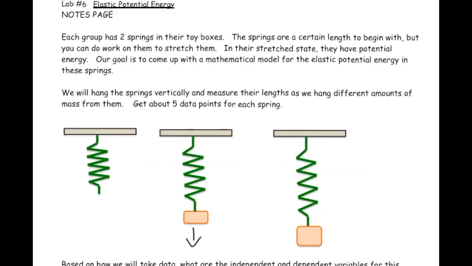We will hang the springs vertically and measure their lengths as we hang different amounts of mass from them. Get 5 data points for each of the 2 springs. The weight of the mass will stretch the springs.